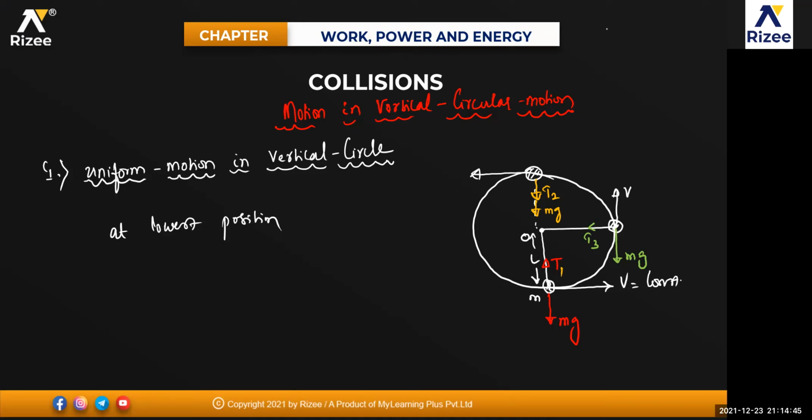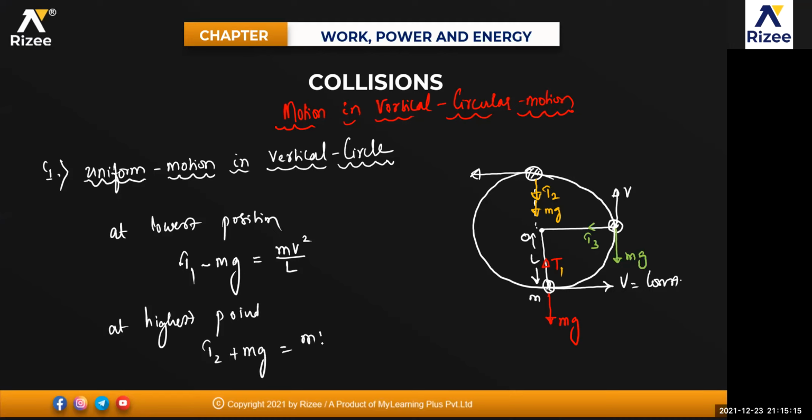If I'm talking about the lowest position, beta, at the lowest point, the forces acting on the body are, one, the tension T1 in the upward direction. So this one is T1 minus the weight of the body, m into g. As it is moving in a circular path, it is equal to m into v square divided by L. Okay, at the highest point, T2 is in the downward direction plus mg is also in the downward direction. That will be equal to m into v square divided by L.